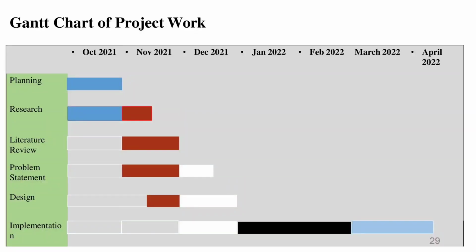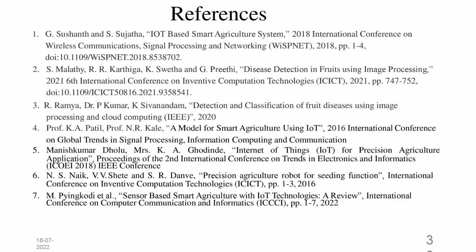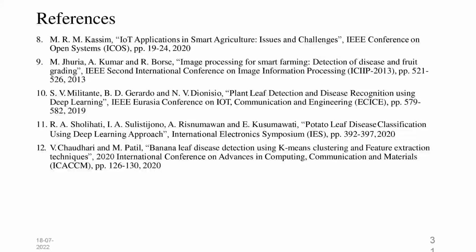This is the Gantt chart of our project work, and here we can see that we have started planning our project from October 2021, and we have taken till April and May to execute our project. So these are the references which we took help from.